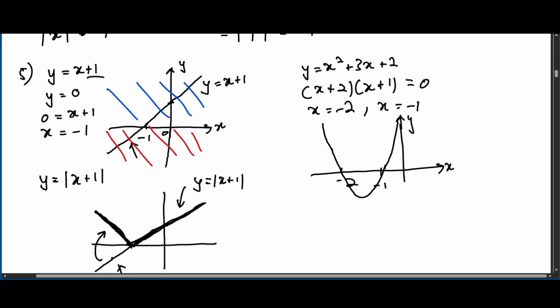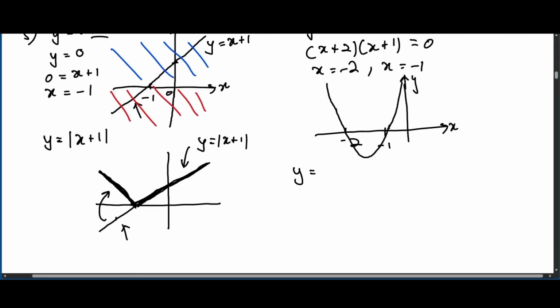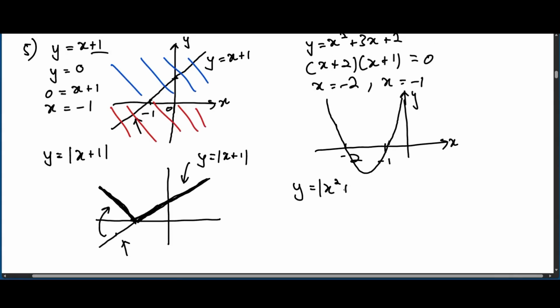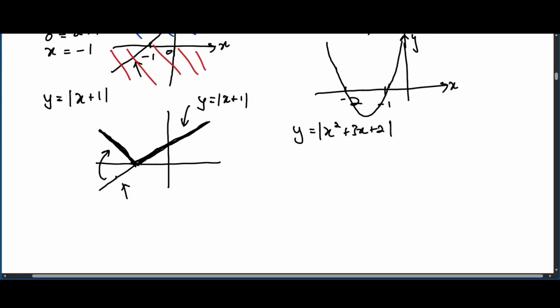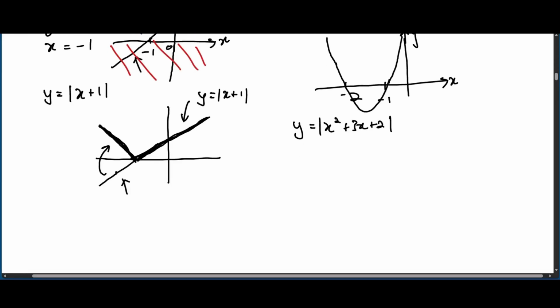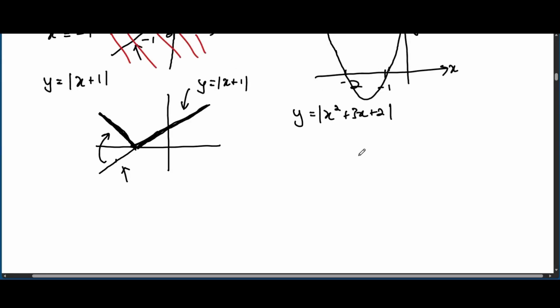Okay, now what if I apply the absolute value function? Now I apply y equals, I take the absolute value of the entire function: absolute value of x squared plus 3x plus 2. So can you take a guess what will happen to the graph? If you guess that the negative part of the graph will be flipped upwards, then you are correct. So how does it look like? Let's check it out.